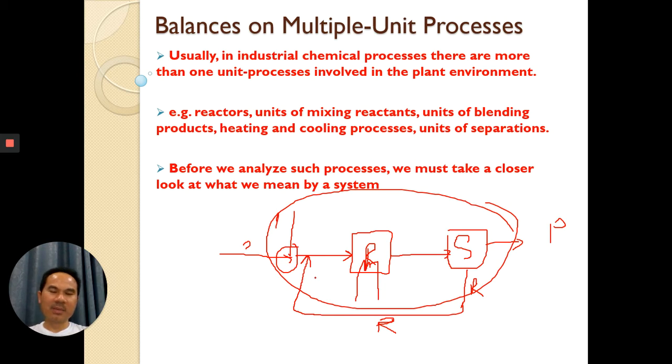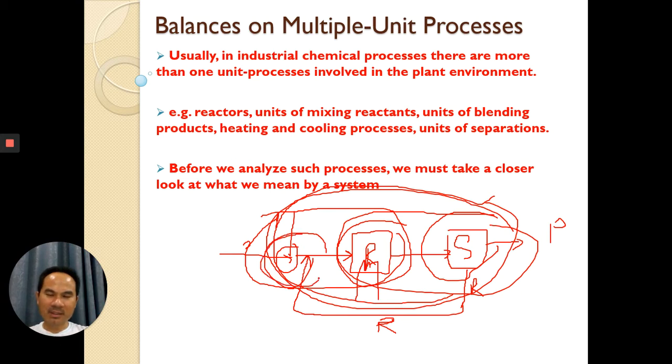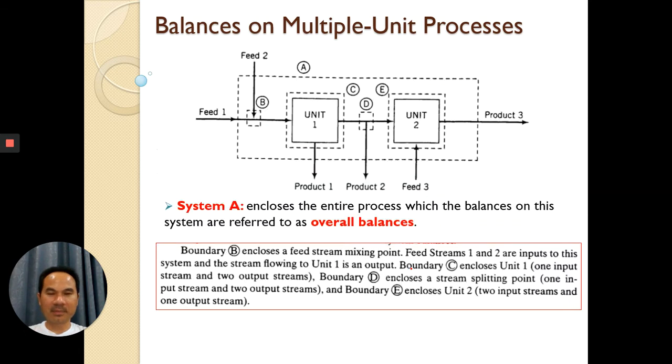For multiple units, you can balance around the mixing, you can balance around the reactor, you can balance around the separator, or you can balance the overall process. You can balance the mixing and reactor, or reactor and separator. If you balance overall, you cannot solve the problem by itself. You can balance for each unit. I will talk to you about how to do this step by step.